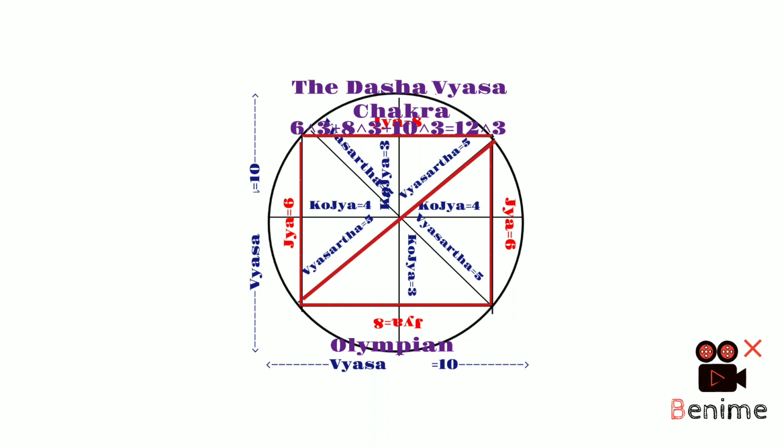I mean, it could be the other way. 6 could be the Kotija and 8 could be the Ja in the other triangle of the semicircle. So this basically represents the Olympian system, where you have 6 cube, 8 cube, 10 cube together make 12 cube. Okay, so it is an Olympian system.